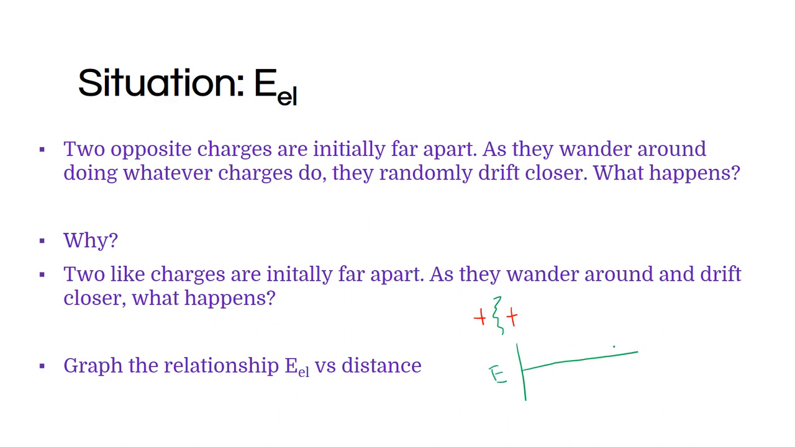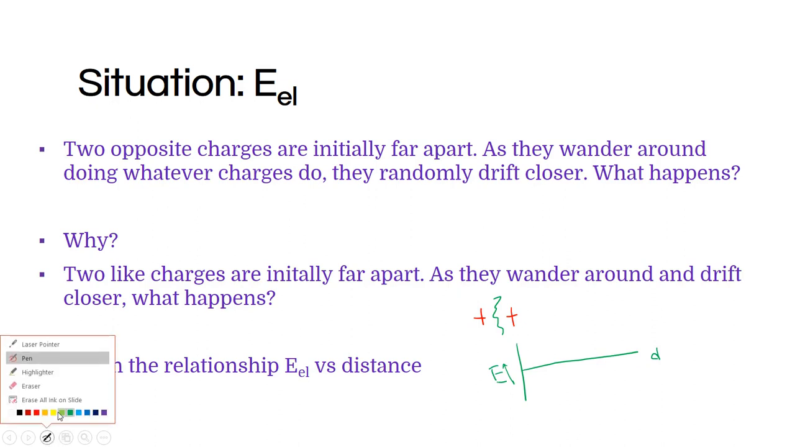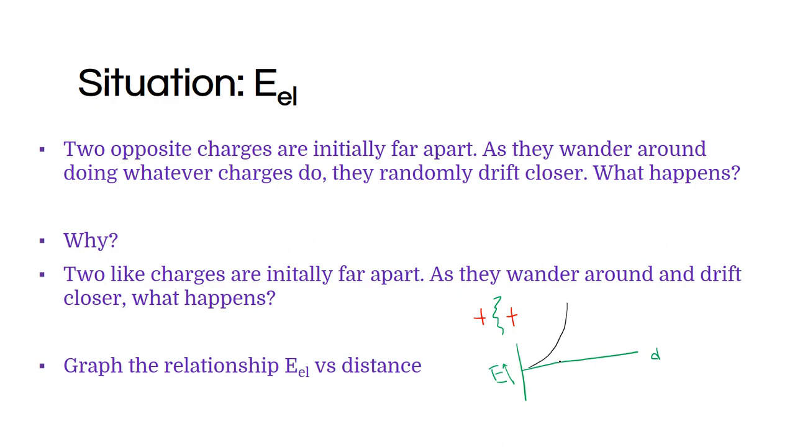Energy is on the vertical axis, getting bigger that way, and distance is the center axis here. What happens is, as two positively charged particles get closer and closer together, their energy goes up and up and up, and they don't want to be really close together.